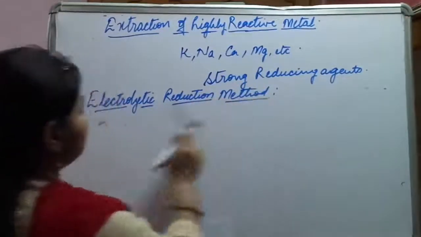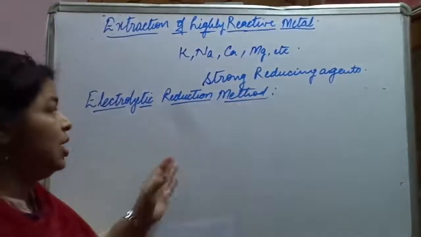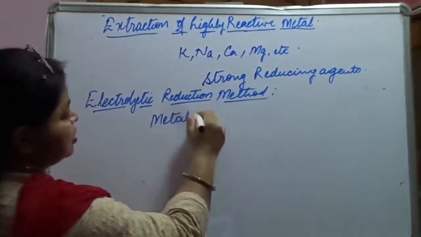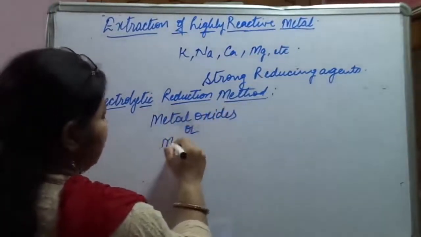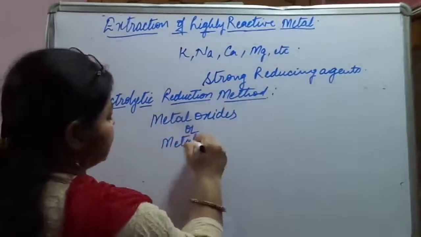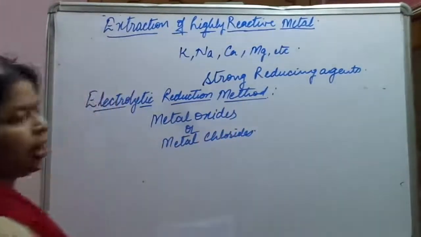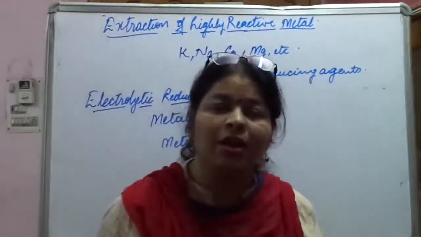So what is the condition for this type of application? That these metals are supposed to be either in the form of oxides, metal oxides, or metal halides, chlorides. Okay, so either metal oxides or metal chlorides.